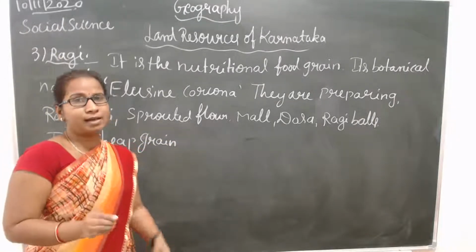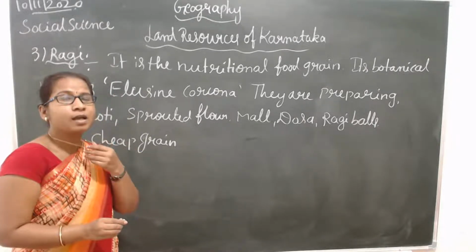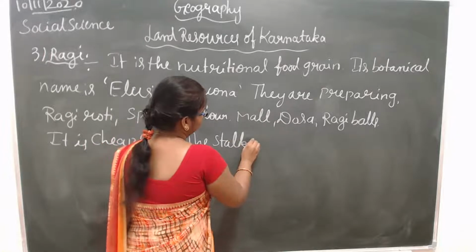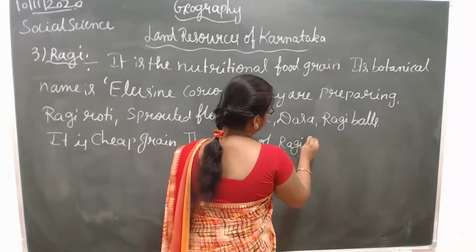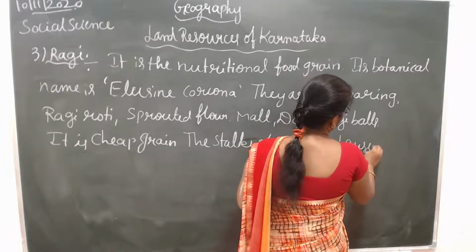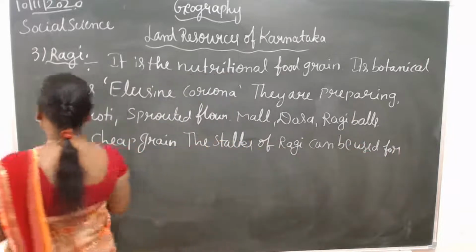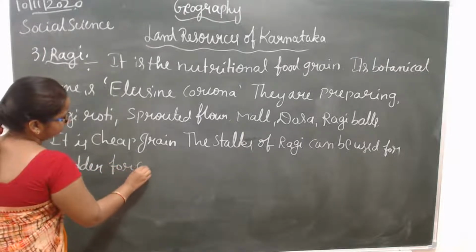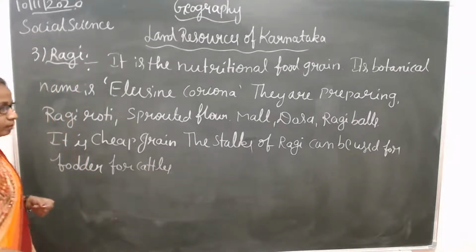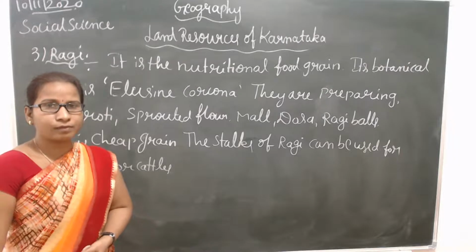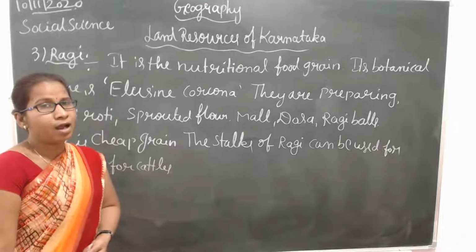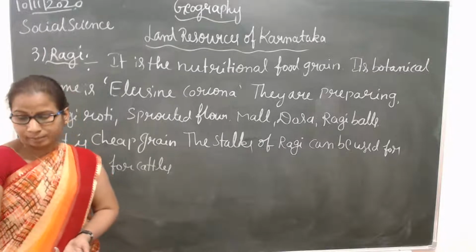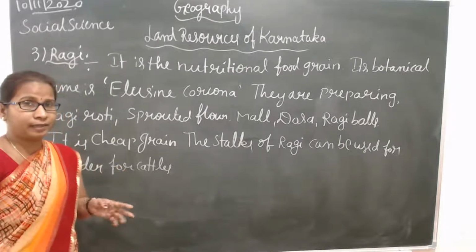And here also, the stalks of the ragi are used for what purpose? As food or fodder for whom? Cattle. The stalks of ragi can be used as fodder for cattle. So this becomes food for human beings, and also fodder for animals, or cattle. This is one of the crops that can be preserved for a long time, for many months.